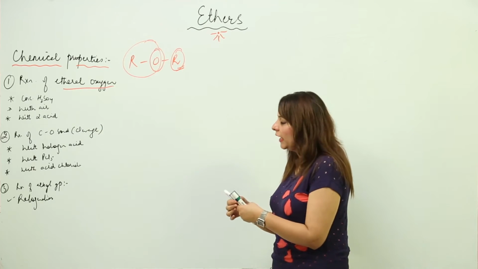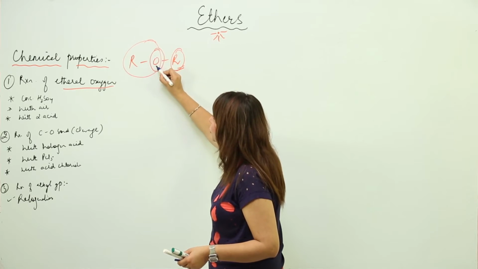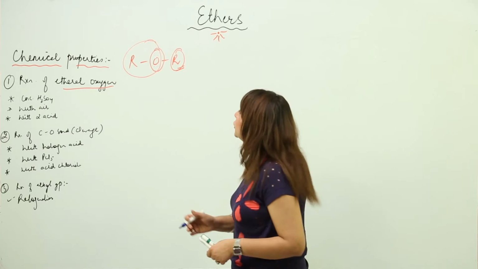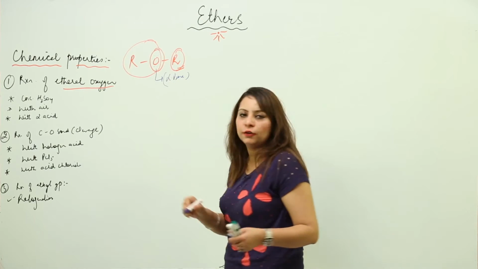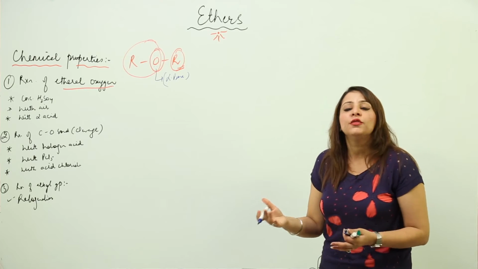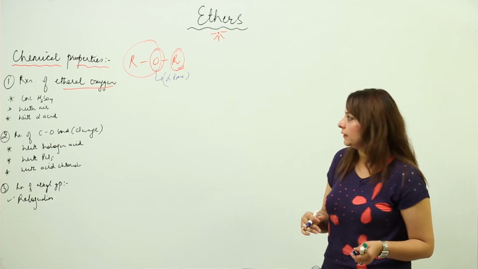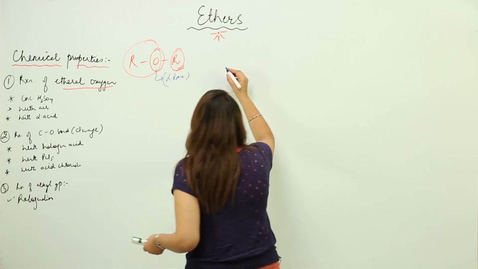If you talk about ether, there are two lone pairs on the oxygen. That means it acts as a Lewis base, and it can form a coordinate bond with any ion which is acting as a Lewis acid. So the first one is the reaction of ethereal oxygen with concentrated sulfuric acid.